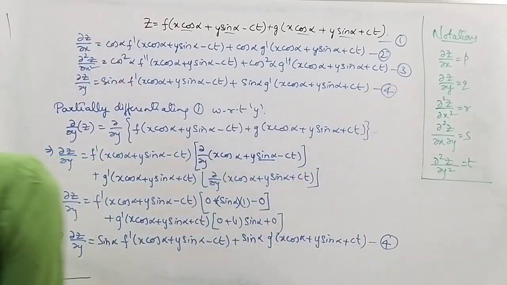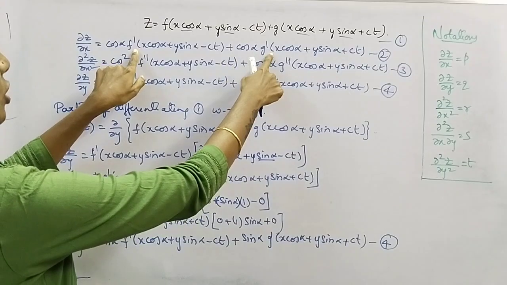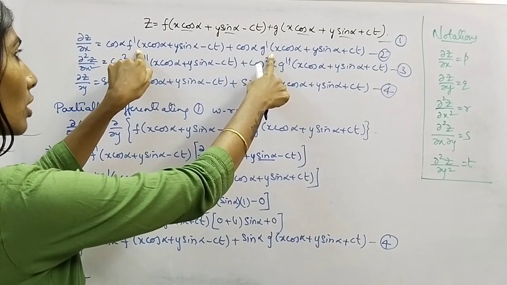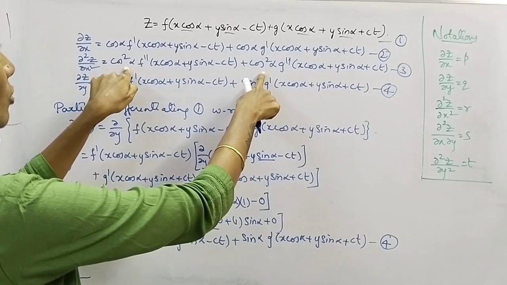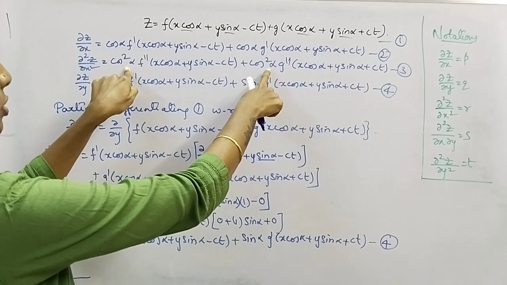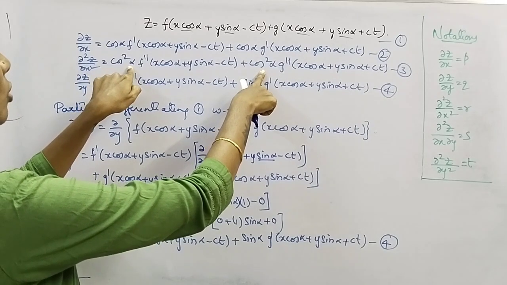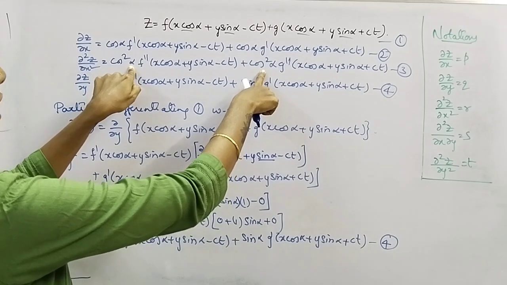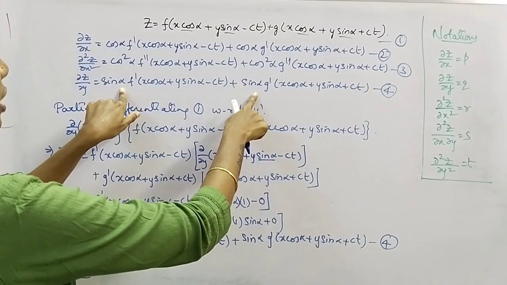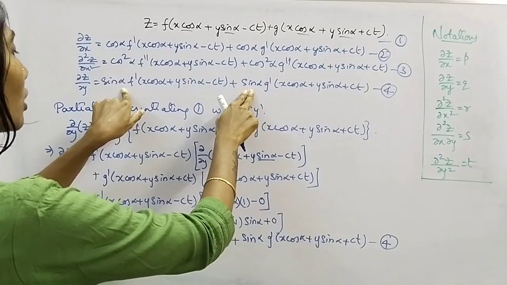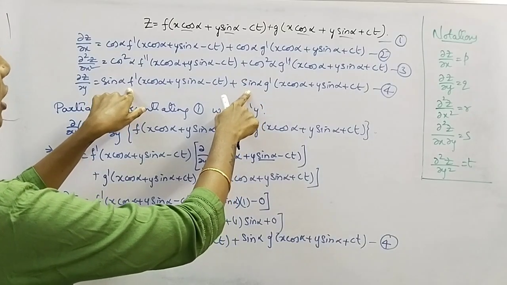That is equation number 4. And notice that in equation 2 we have cos alpha f dash plus cos alpha g dash. You can write this as cos alpha of f dash plus g dash. You can take cos alpha common, and here also we have cos square alpha f dash plus cos square alpha g dash. We can take cos square alpha common from these two terms so that you'll get cos square alpha of f double dash plus g double dash. And here also you have sin alpha in both terms, so you can take sin alpha common so that you'll get sin alpha of f dash plus g dash.